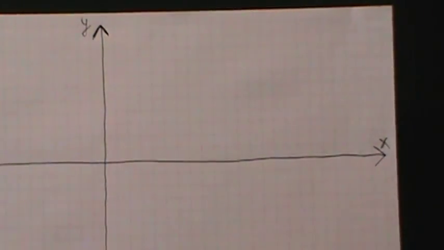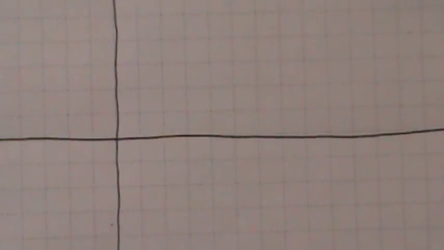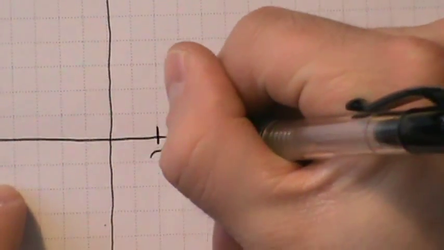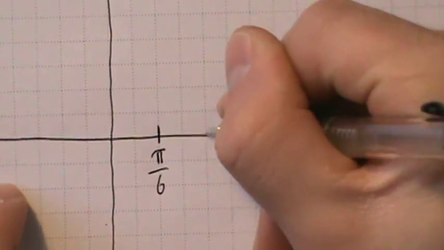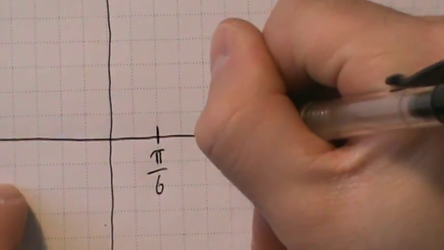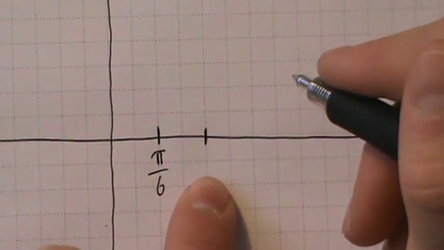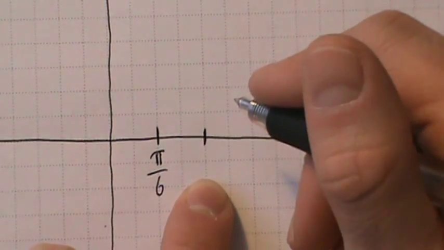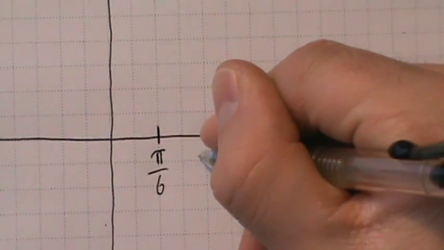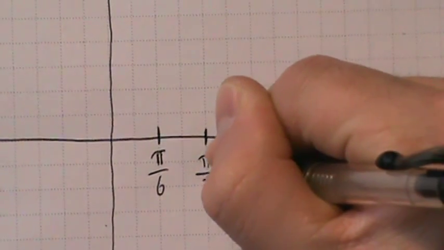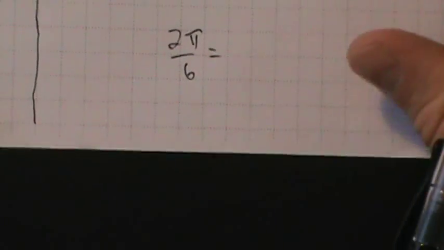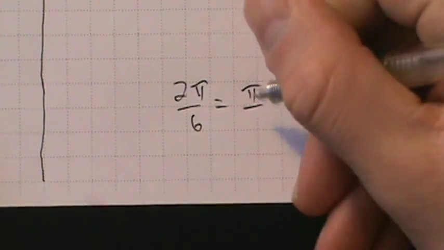So I think what I want to do is make every 2 grid units equal to pi over 6. So here's one grid unit, here's another one. I'm going to make that pi over 6. Okay. Here's another 2 more grid units. So that's going to be 2 pi over 6, but 2 pi over 6 is pi over 3, right? So that's going to be pi over 3.